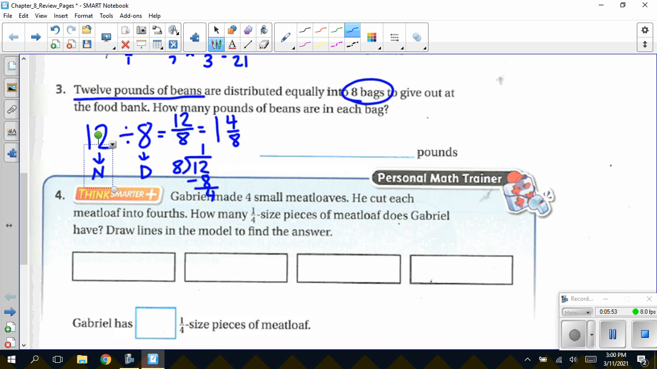Now I know that that is still not in simplest form because I know that 4 and 8 are both even, which means they can both be divided by 2. Or I can find a bigger number that they both have in common, and that is 4. So I'm going to simplify them both by 4. So my final answer is 1 and 1/2 pounds.